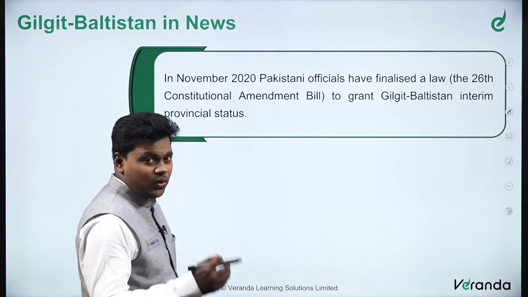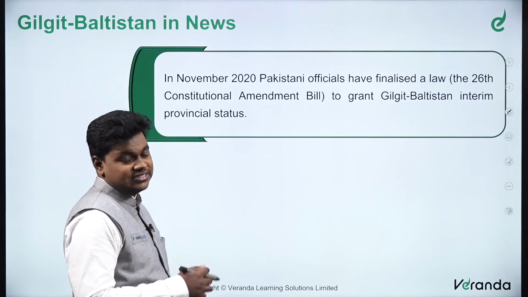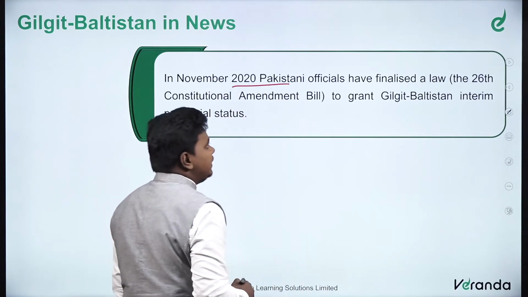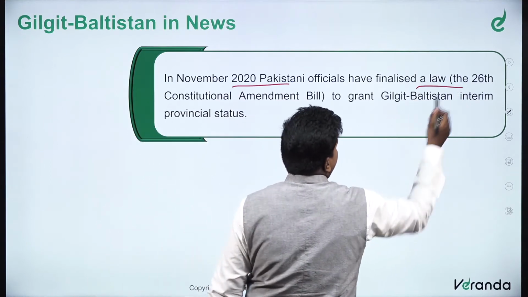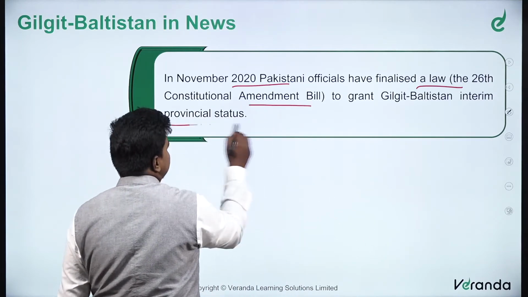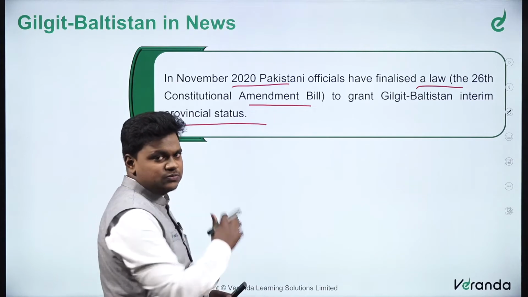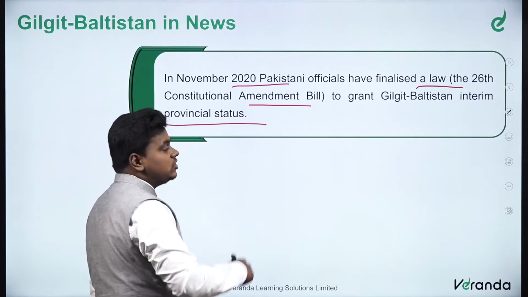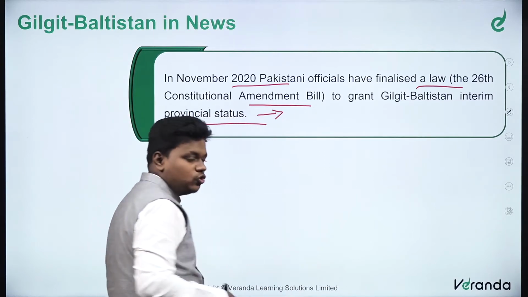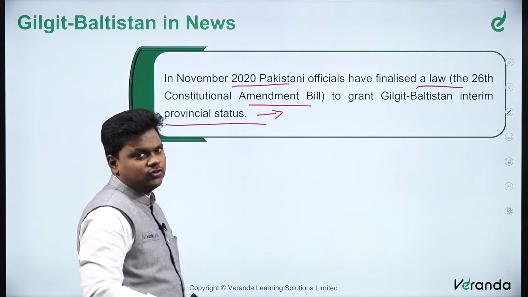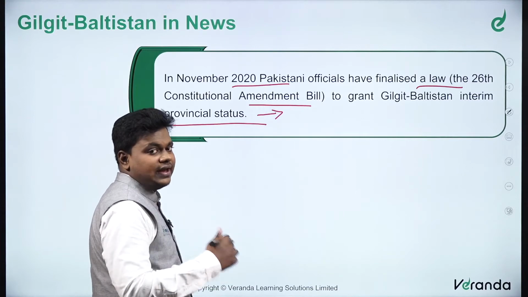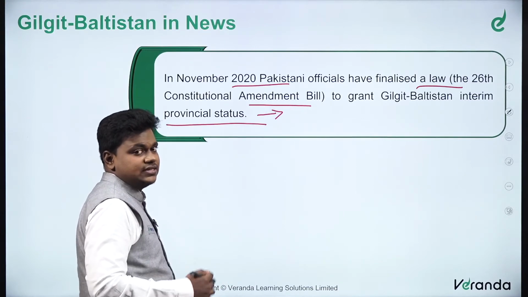Further, let's analyze why Gilgit-Baltistan is in the news. In November 2020, Pakistani officials finalized a law, the 26th Constitutional Amendment Bill, to grant Gilgit-Baltistan interim provincial status. Till now, this region of Gilgit was not elevated to the position of a province in Pakistan. Even though Pakistan controls this region, it was not elevated to the position of a provincial state. But now there is a law which is going to grant provincial status to this Gilgit region.